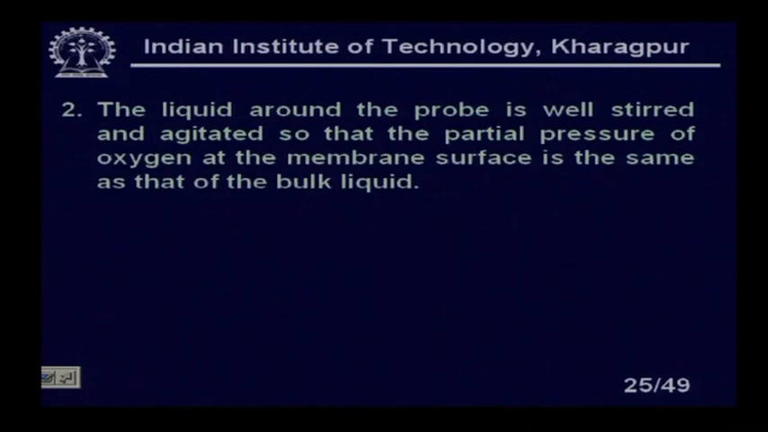The liquid around the probe is well stirred. Okay? So, mostly wherever you are measuring, it is a well stirred liquid. Whether you are using it in bioreactors or wastewater, it is well stirred and agitated, so that the partial pressure of oxygen on the membrane surface is the same as that of the bulk liquid, because we will need these assumptions, otherwise it is very difficult to establish the basic current equations. Okay? So, the oxygen at the membrane surface is the same as that of the bulk liquid.